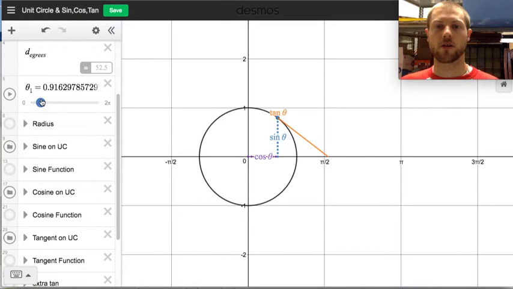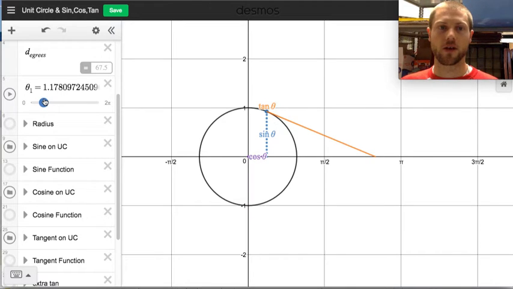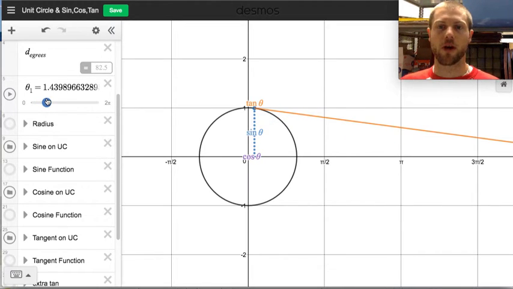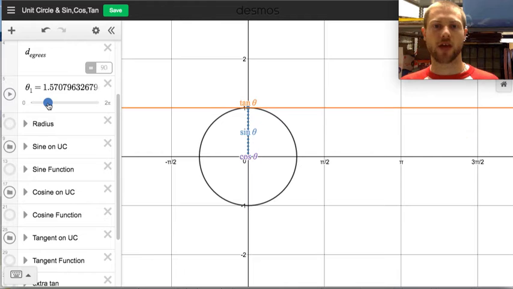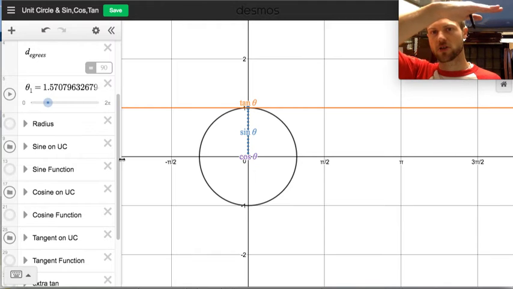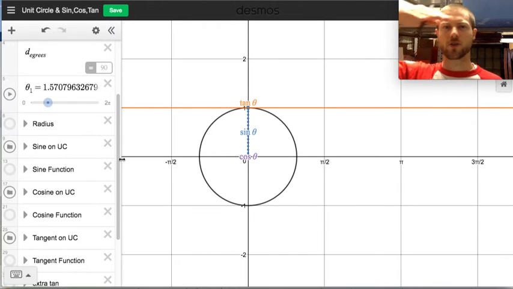As I'm getting larger, my sine value is increasing and my cosine is decreasing, so this number is getting bigger and bigger. Then think about when I make a tangent at the very top of my circle at 90 degrees, or pi over 2 radians. There's no way that this is going to actually touch the x-axis, right? So I have an infinite length for this orange line. That's kind of weird. Something funny is happening here.